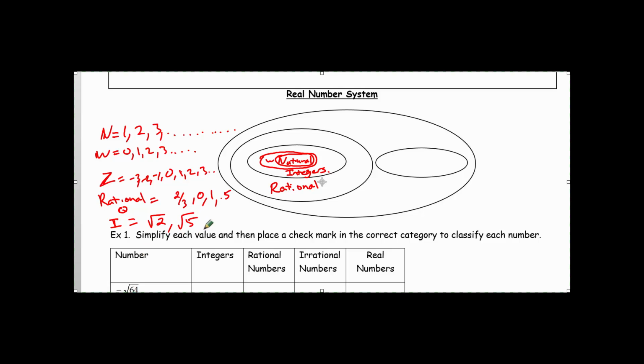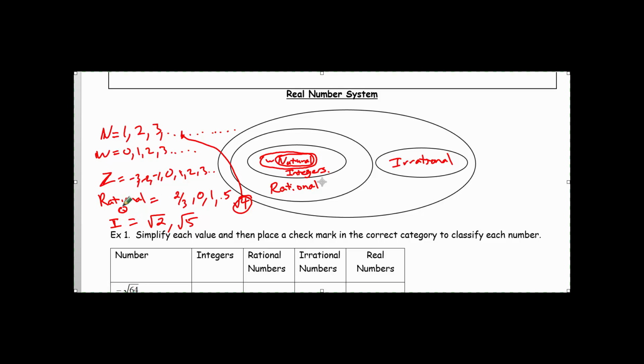Not all square roots are irrational numbers though. What about square root of 4? That is 2, which actually fits all the way up here. It's a natural, whole, everything, except for irrational. So irrationals are over here. Irrational numbers are completely separate from rational numbers. None of these numbers are irrational. They're all rational.